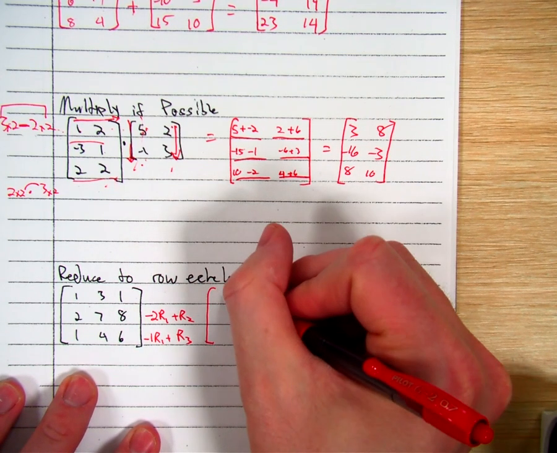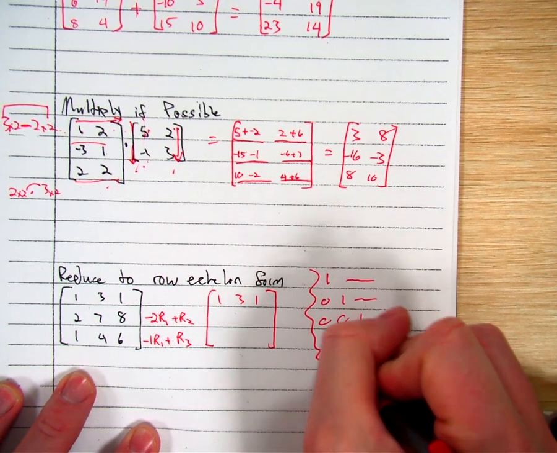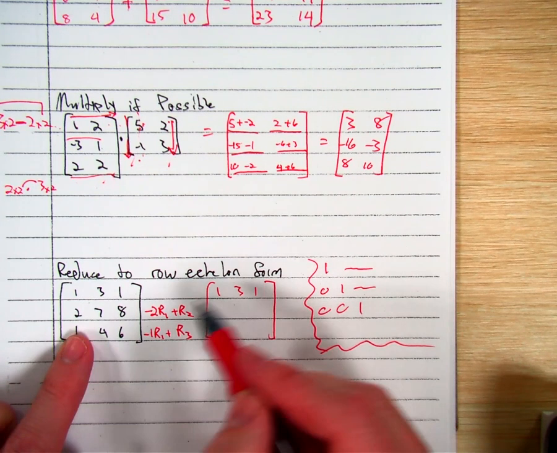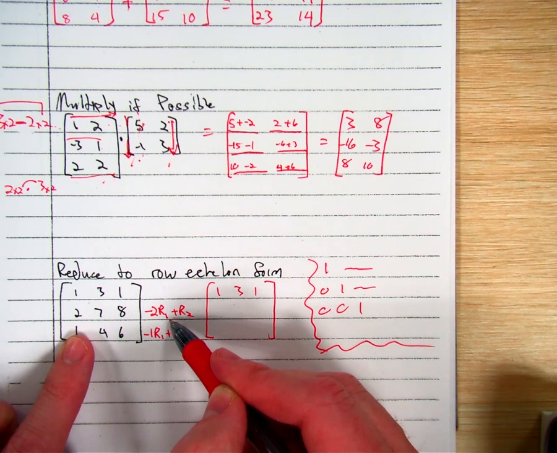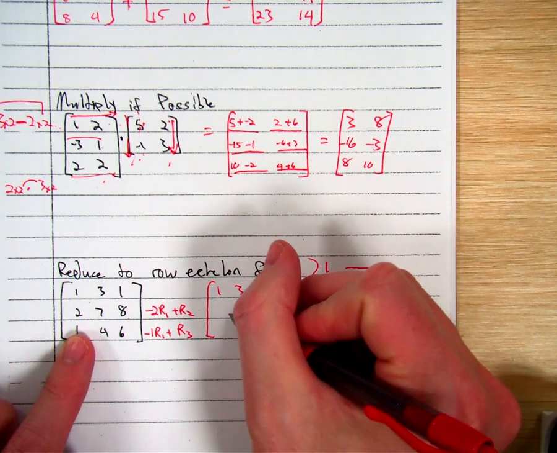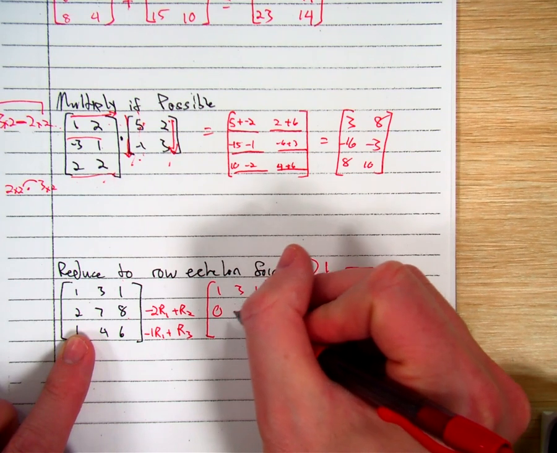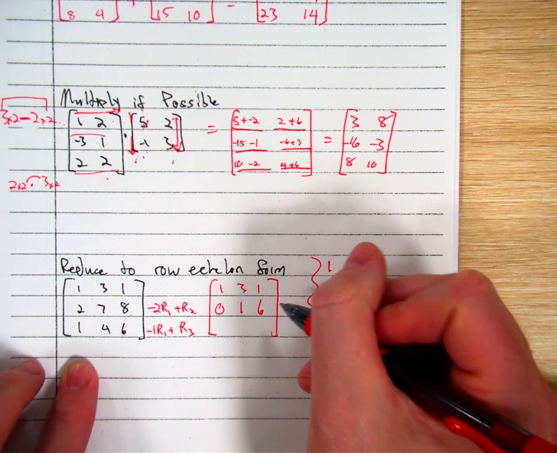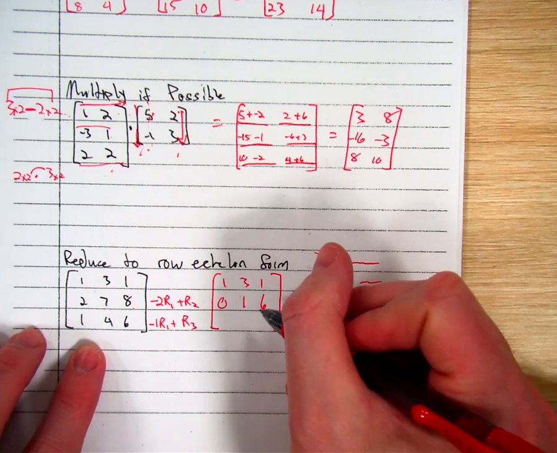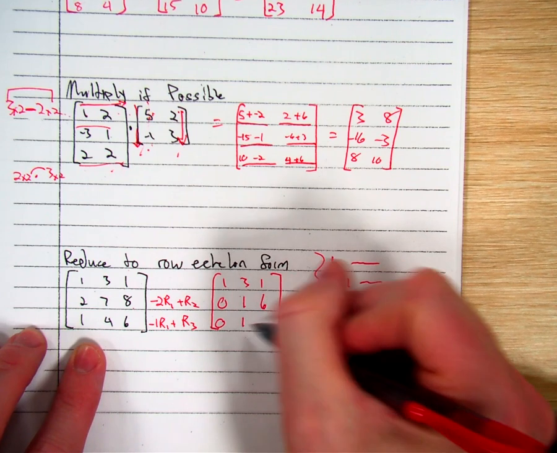So that first one stays, 1, 3, 1. And then the second one, we're going to do negative 2 times row 1 and add it to row 2. And we should be coming up with 0, 1, 6. Negative 1 times row 1 and add it to row 3. And we should be coming up with 0, 1, 5.